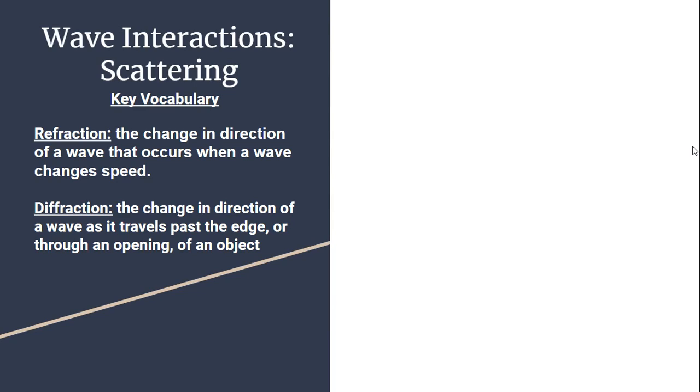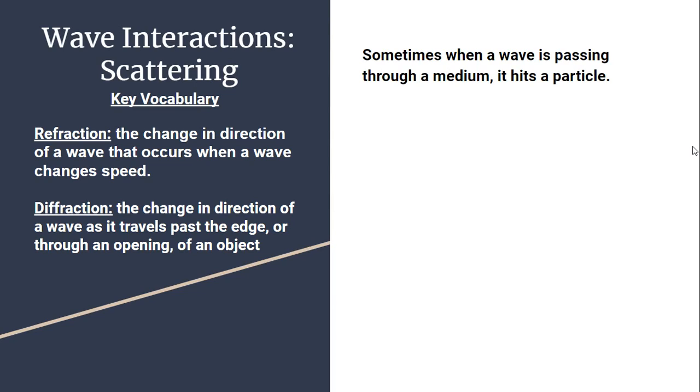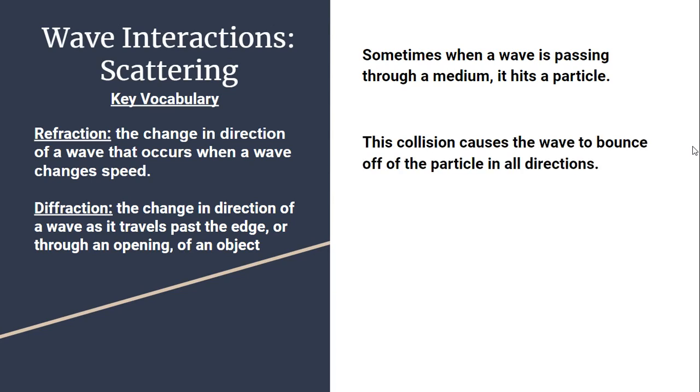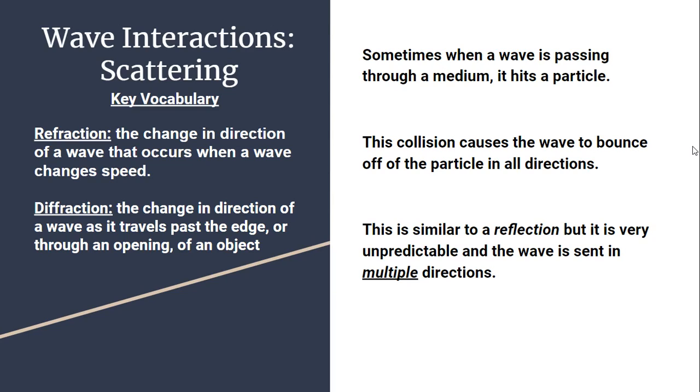The final way that waves can interact with different media is called scattering. Sometimes when a wave passes through a medium, it hits a particle. That might be, for instance, an oxygen molecule in the air, or a nitrogen molecule in the air, or an actual individual water molecule in water. But as those collisions occur, the wave bounces off the particle in all directions. It's really similar to a reflection, but those angles that it bounces off are unpredictable, and it's sent in multiple directions, not just one direction like a reflection is.